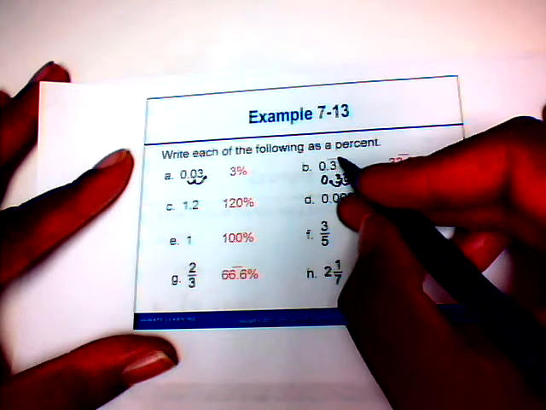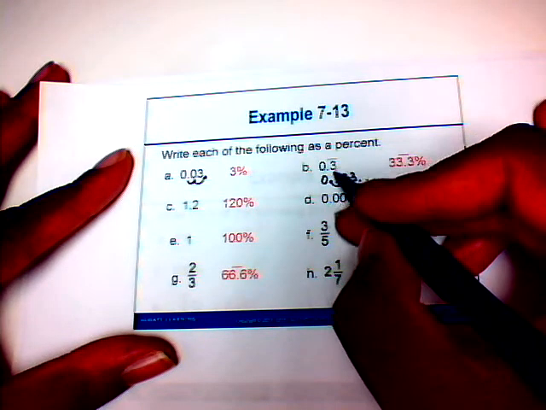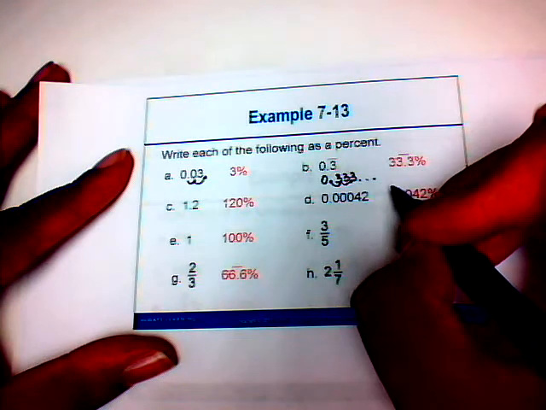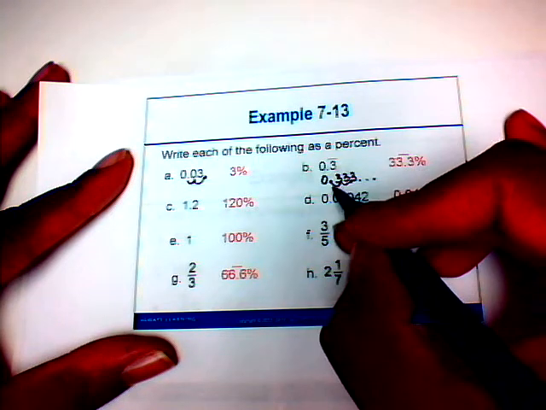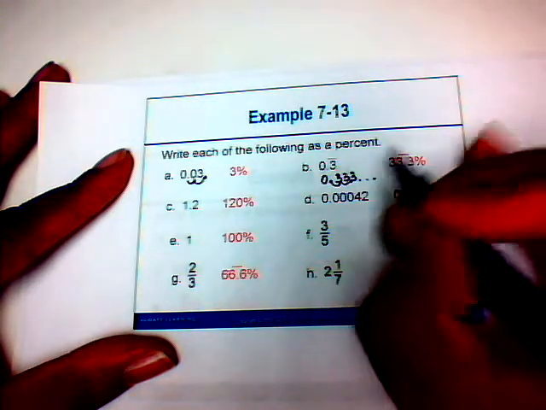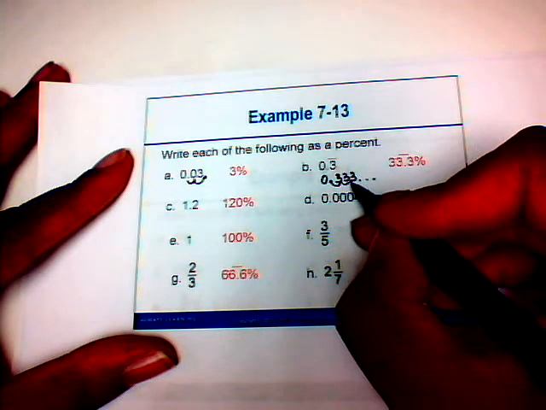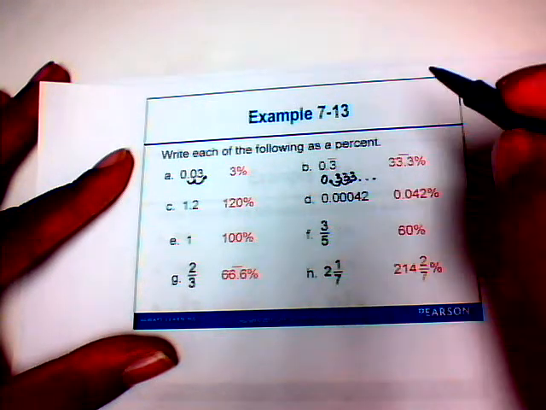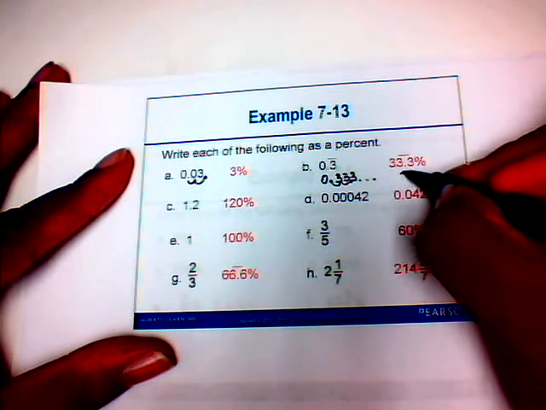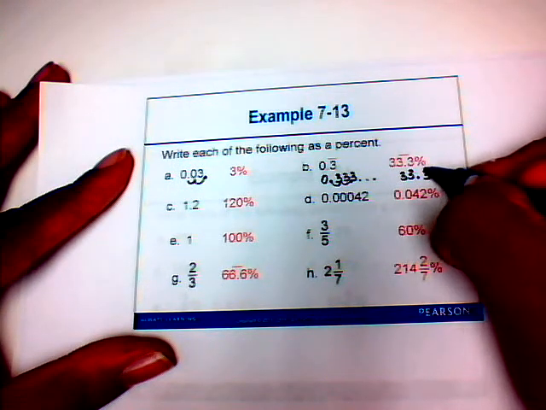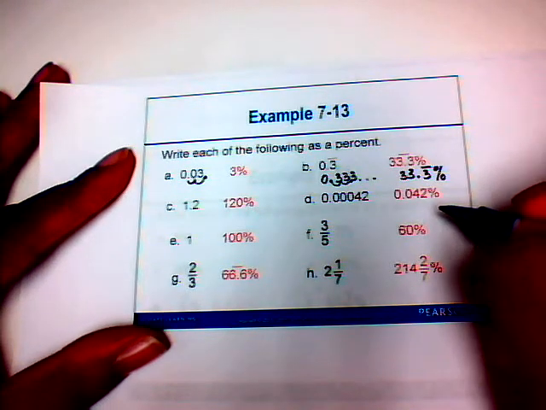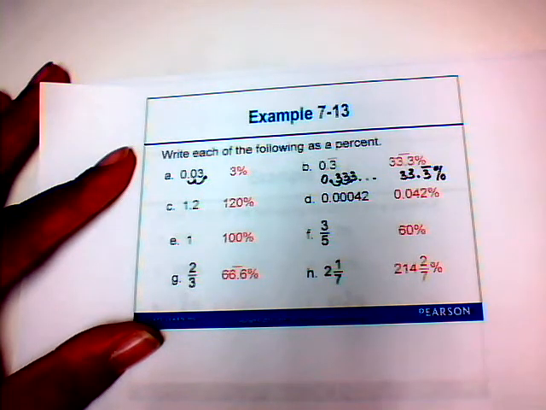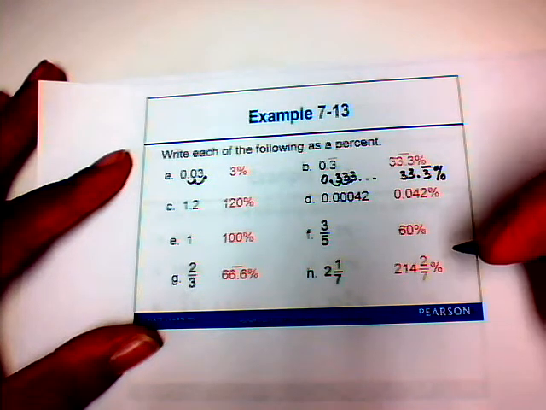Then 0.3 repeating, where the bar is above the 3, that shows that this 3 repeats on and on without end. But still, you're going to move the decimal point 2 places to the right, so I wrote it like this in its expanded form. If you move the decimal point 2 places to the right, you'll get 33.3. But since the 3 repeats, we write it like this, 33.3 with the bar above this 3 right here, and then tack on the percent sign. Anytime you're converting a decimal to a percent, you move the decimal point 2 places to the right and add the percent sign.